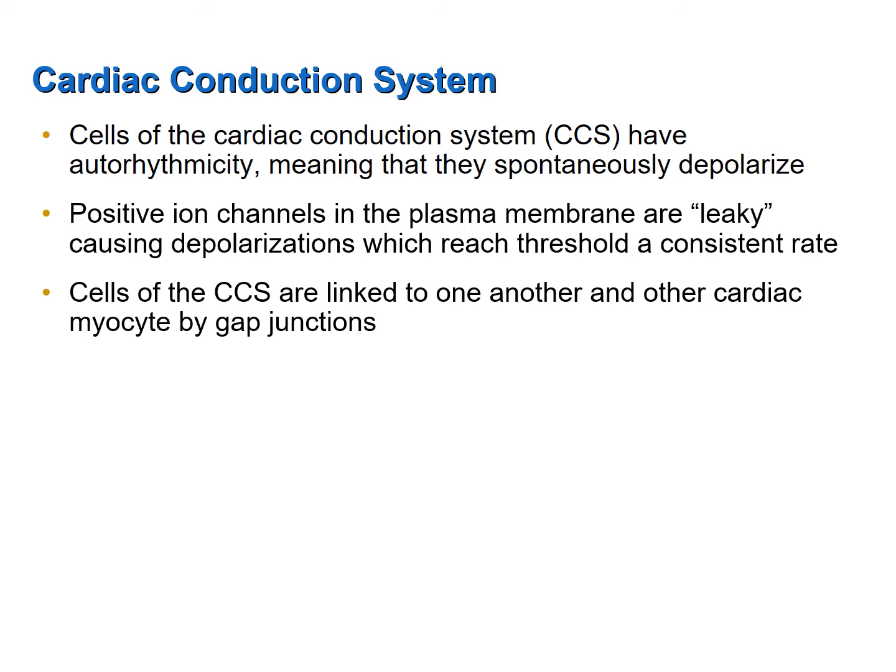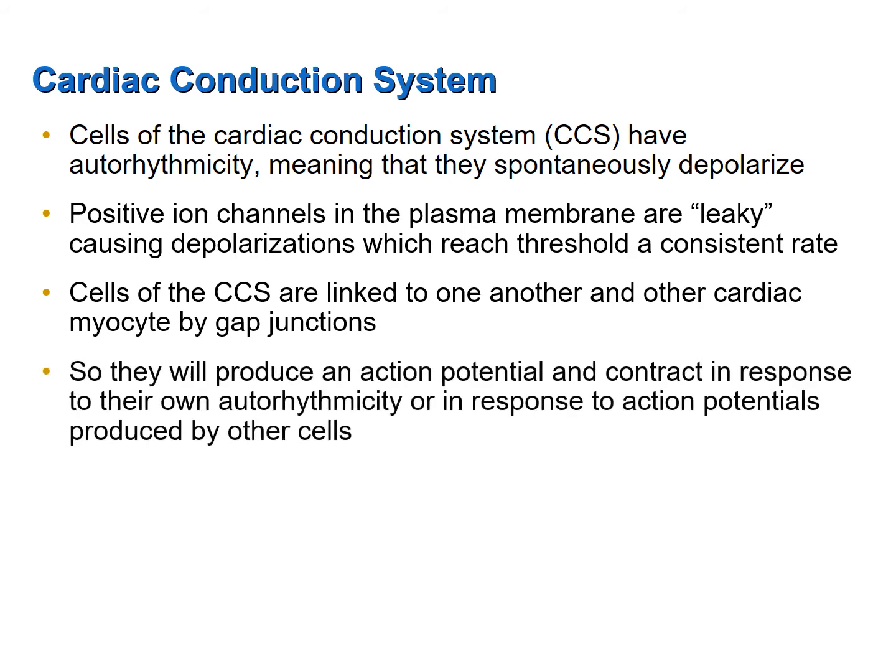The cells of the CCS, like all other cardiac myocytes, are linked to one another and to other myocytes by gap junctions. So when they produce action potentials, those action potentials spread to other cells, and when other cells produce action potentials, they are stimulated to produce action potentials as well.